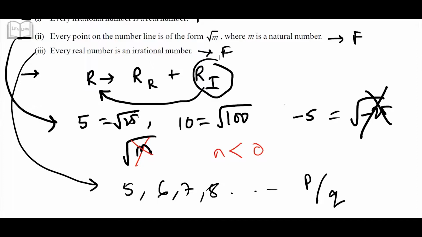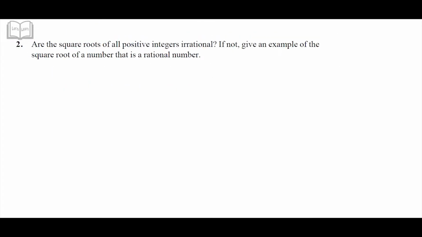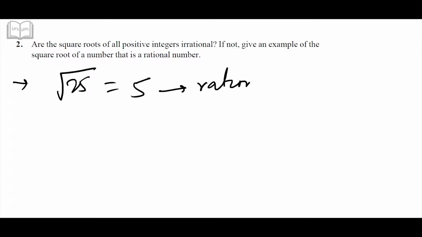So let's jump into problem 2. The problem is: are the square roots of all positive integers irrational? If not, give an example of the square root of a number that is a rational number. It's simple. Suppose I have 25. The square root of 25 is 5. So it is rational.